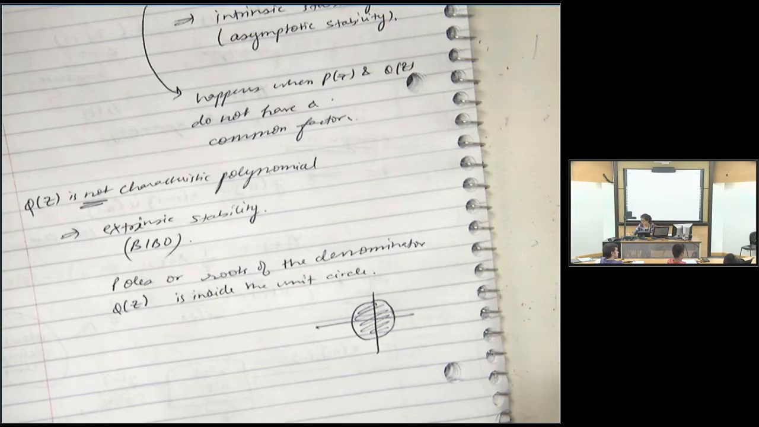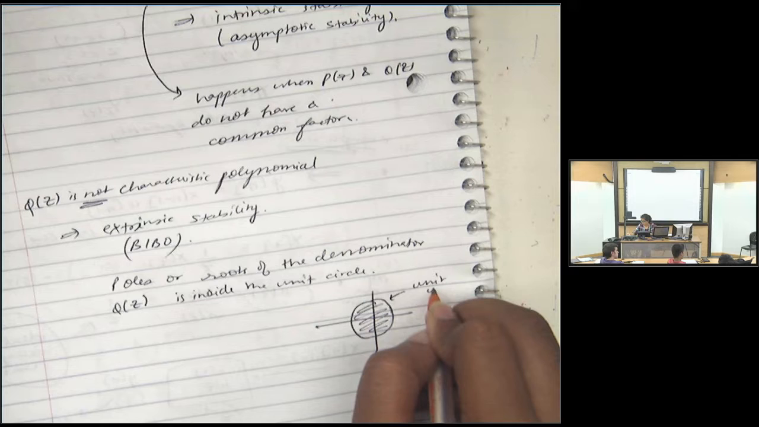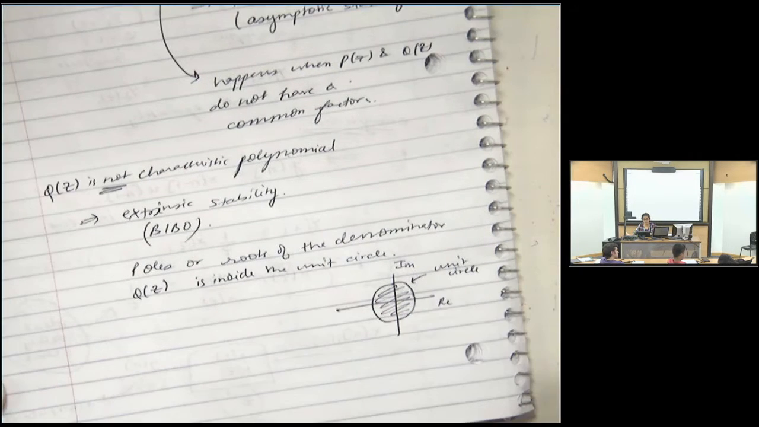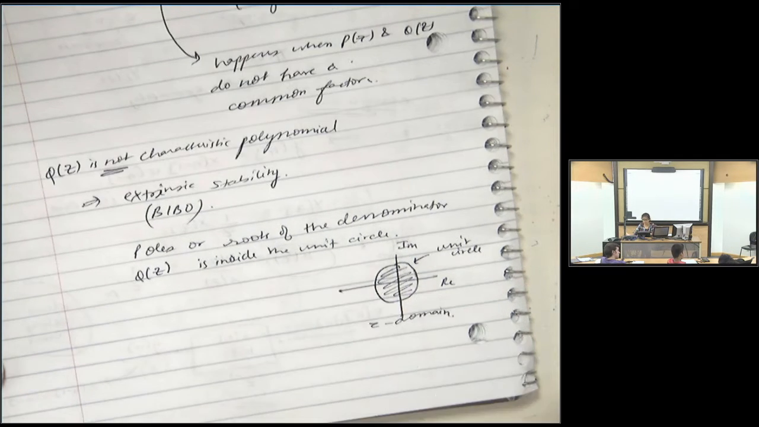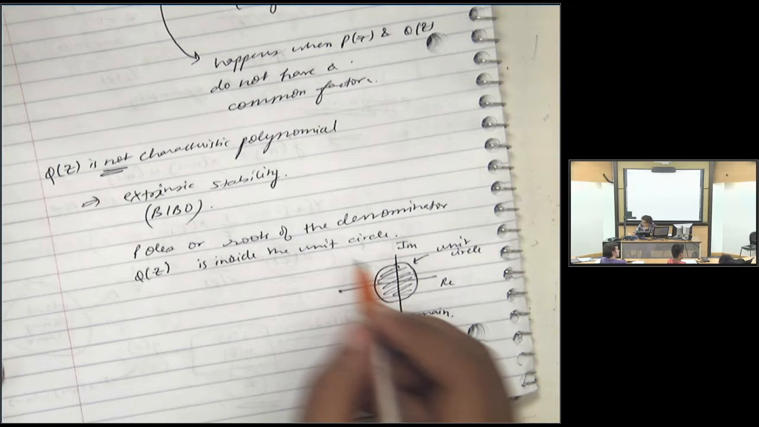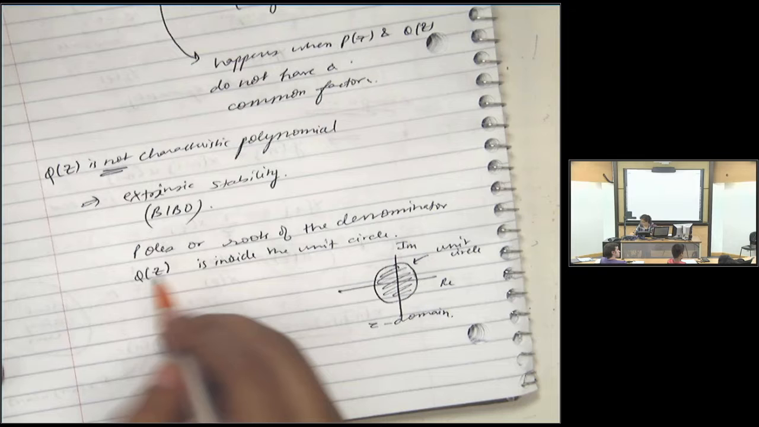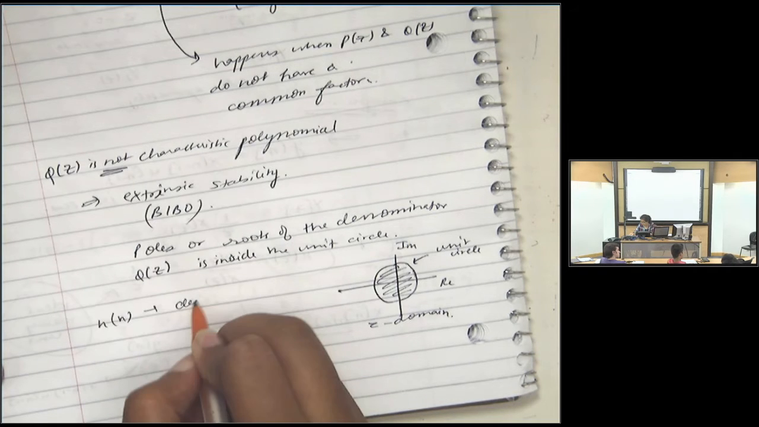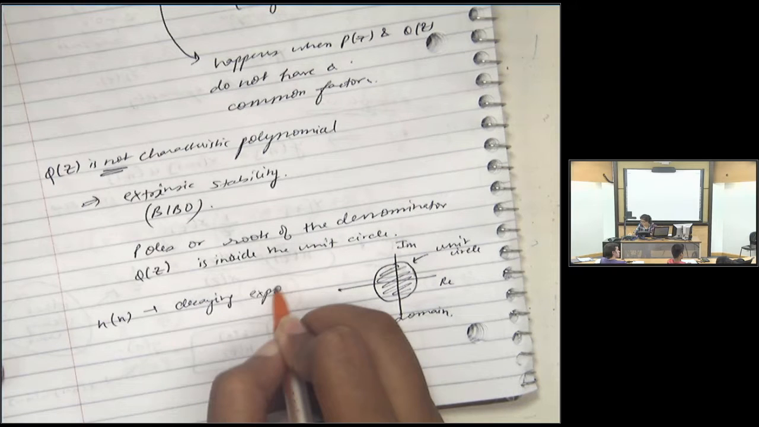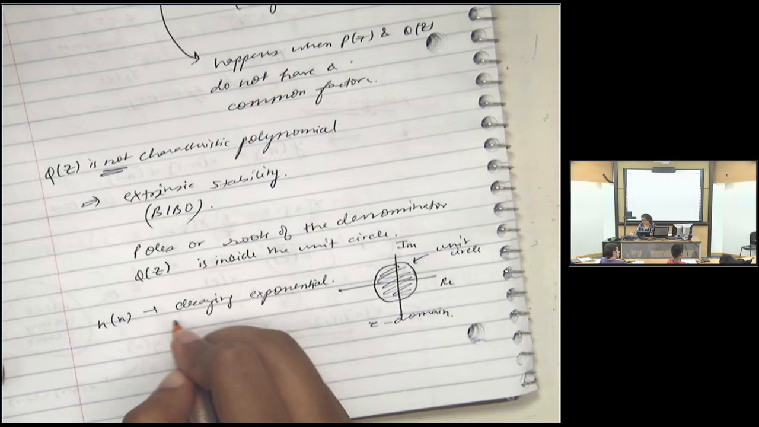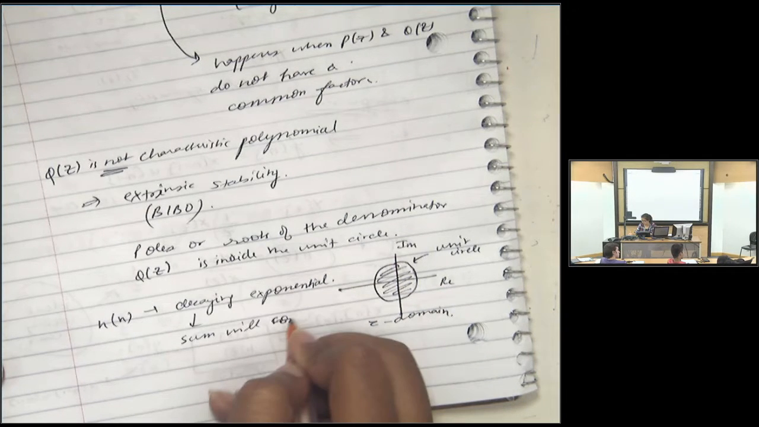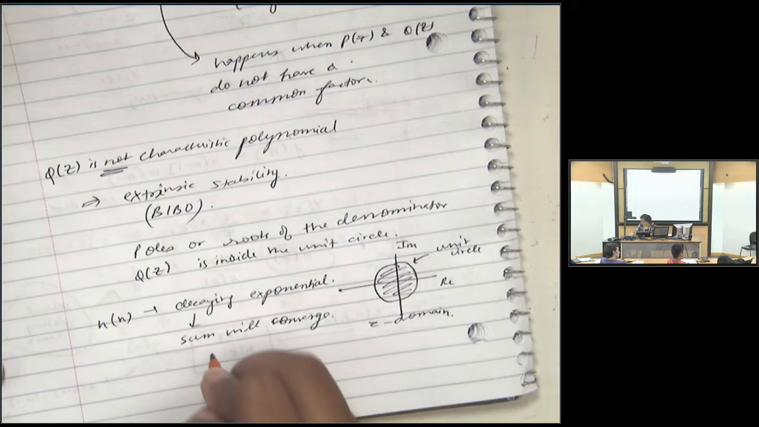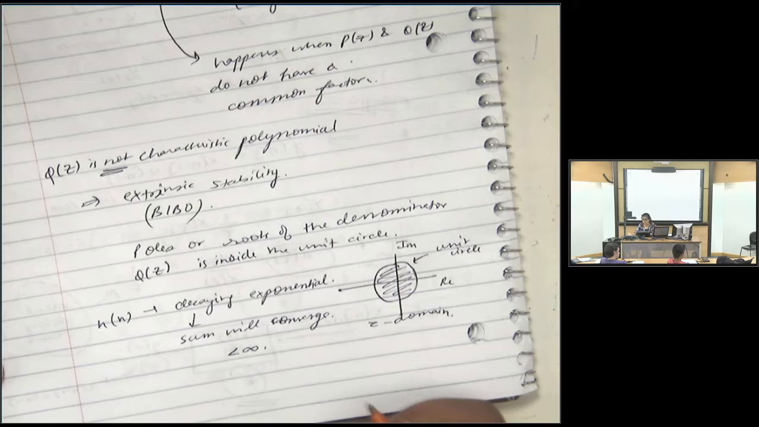This is my unit circle, real and imaginary axes. So this is in the Z domain. All right. So why is this the case? When poles are within the unit circle, my h of n are decaying exponentials, and hence their sum will converge. It will be less than infinity. All good?